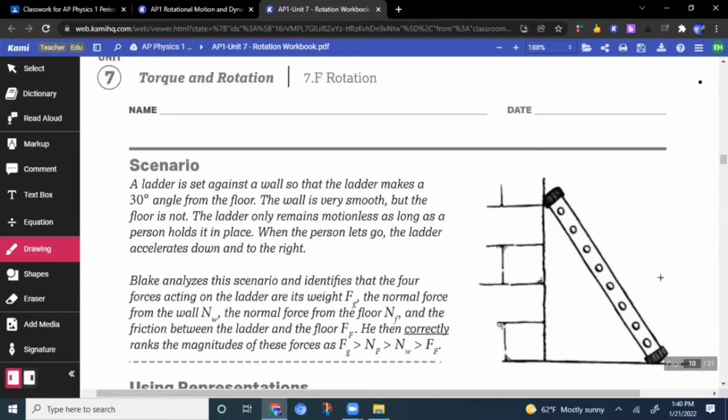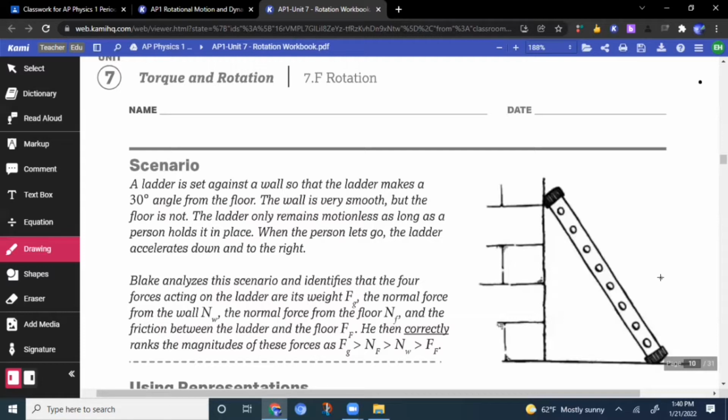Okay, it says Blake analyzes the scenario and identifies that 4 forces are acting on the ladder: its weight, the normal force from the wall, the normal force from the floor, and the force of friction between the ladder and the floor. He then correctly ranks the magnitudes as gravity is greater than the normal force of the floor, which is greater than the normal force of the wall, which is greater than the friction force. Now, do you notice in that scenario, they told us that Blake correctly ranked them? That means he's right about that.